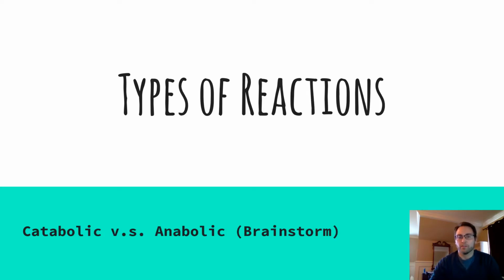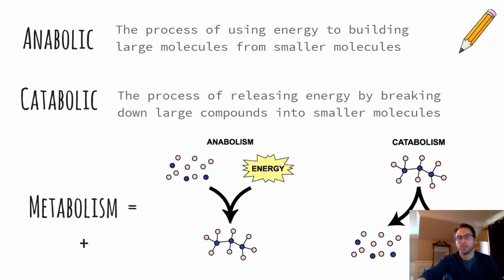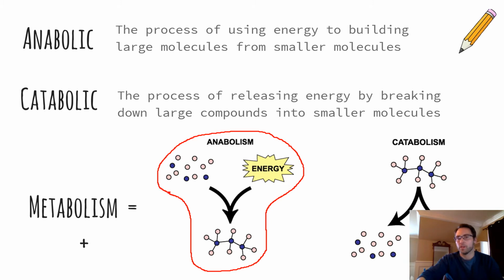So these are two words you may have heard before. The types of reactions that happen in metabolism are either catabolic or anabolic. What do we think those terms mean? So anabolic reactions are when we build molecules up by using up energy. So here's a diagram showing anabolism or anabolic reactions where we take some smaller molecules and we use a little bit of energy and we build them up. Things like when we synthesize new strands of DNA or we make new proteins in transcription and translation. Those would be anabolic reactions.